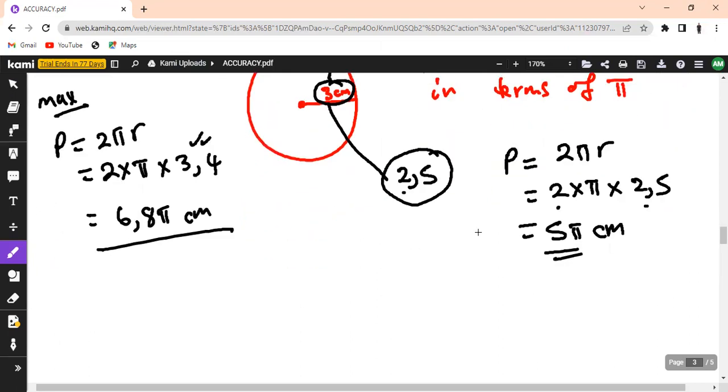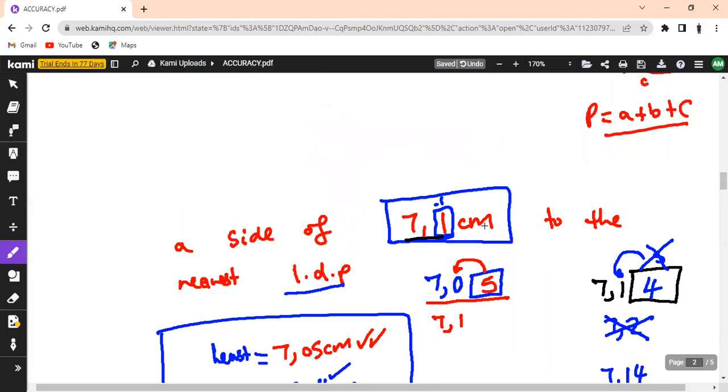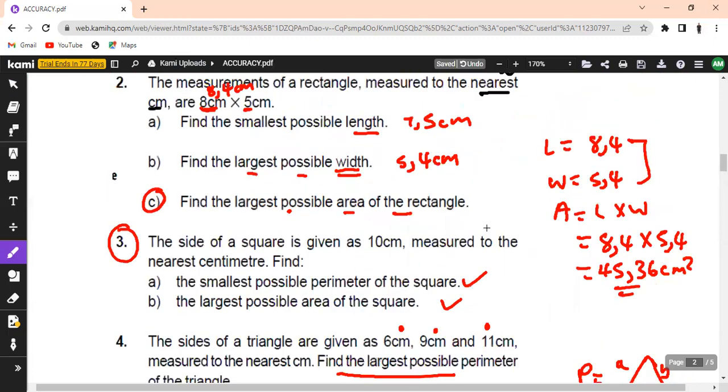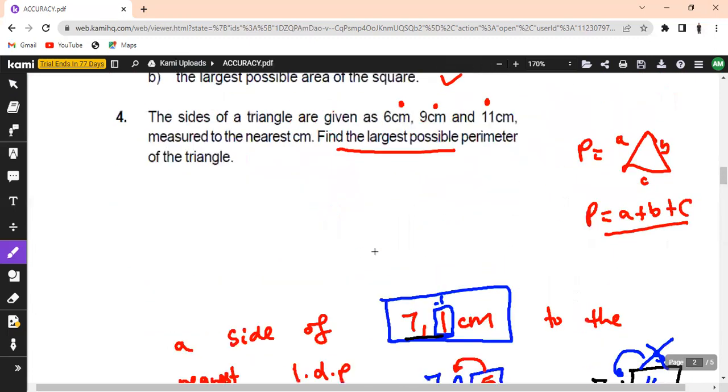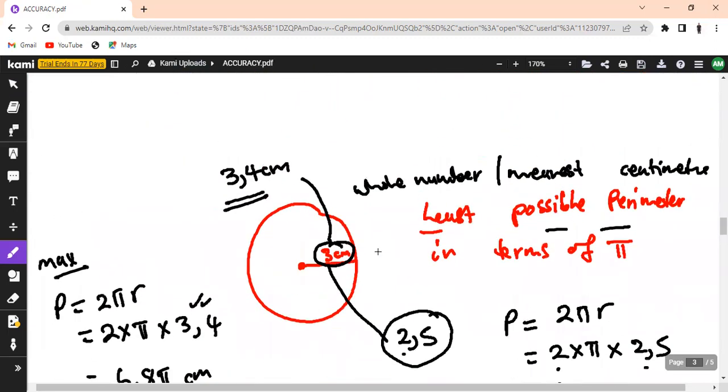So that's it, guys, on the degree of accuracy. That's what you just need to know. The basic part is all about this. So you can try this question that I told you to try. If there's any question, let me know, guys, on the comment section so that we can revise as much as we can.